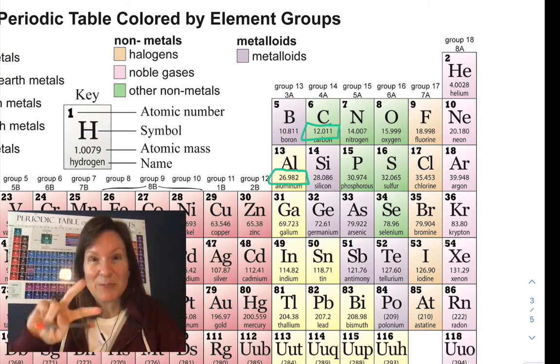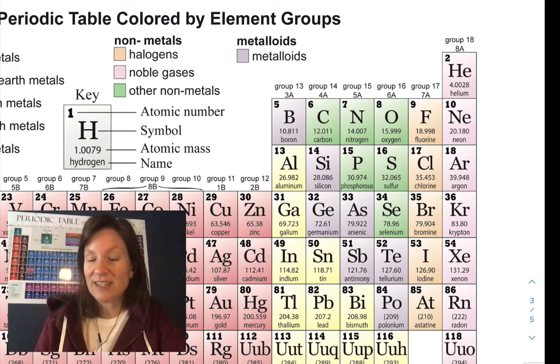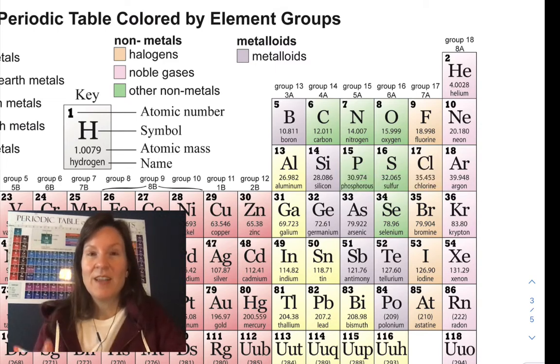So the mole is this bridge between counting particles and massing them. And thank goodness chemists are smart and they used these numbers that we already had on the periodic table in order to define the mole. So while the number 6.02 times 10 to the 23rd seems really crazy and arbitrary, it's a beautiful number because it relates directly to the periodic table. And that's kind of the goal.